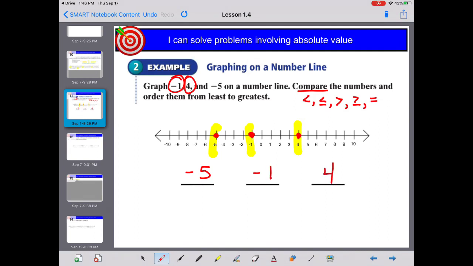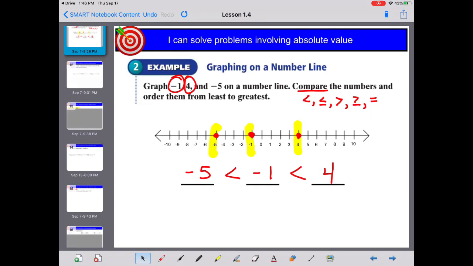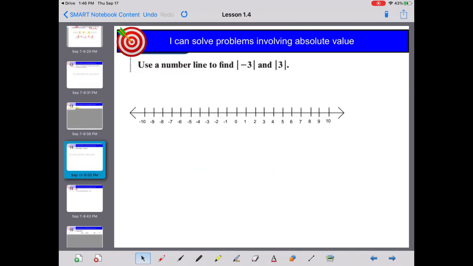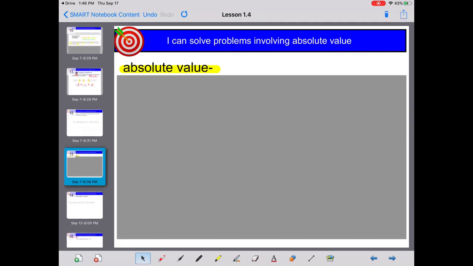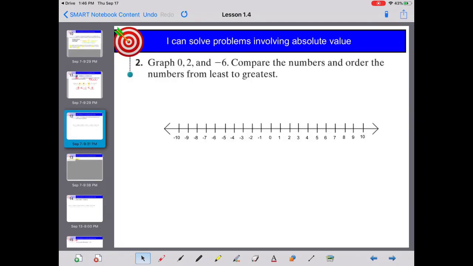Now to compare them, I would say that -5 is less than -1, and -1 is less than 4. Make sure you write this in your notes. The next one, we skipped a couple. Here we go. Try this one on your own and compare. Pause the video and come back.